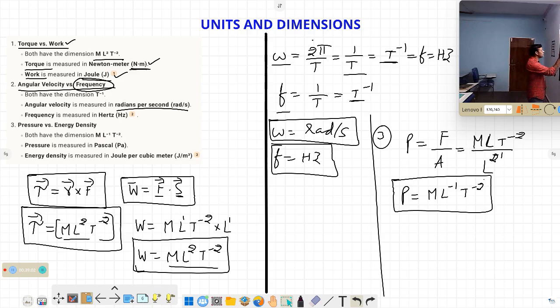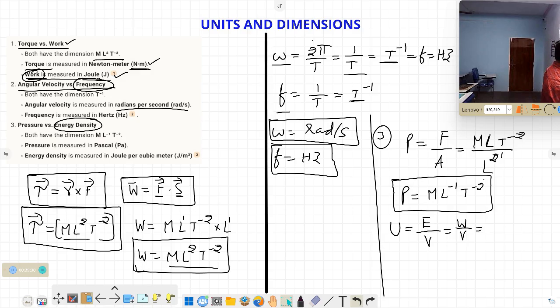Now go to the next one. Next is energy density. What is the meaning of energy density? We indicate energy density with the letter U. It is always calculated as energy per unit volume. Energy is a form of work. Just before, work is measured in terms of joules. This work we measure in terms of energy, so energy is nothing but work. Work done per unit volume is called energy density.